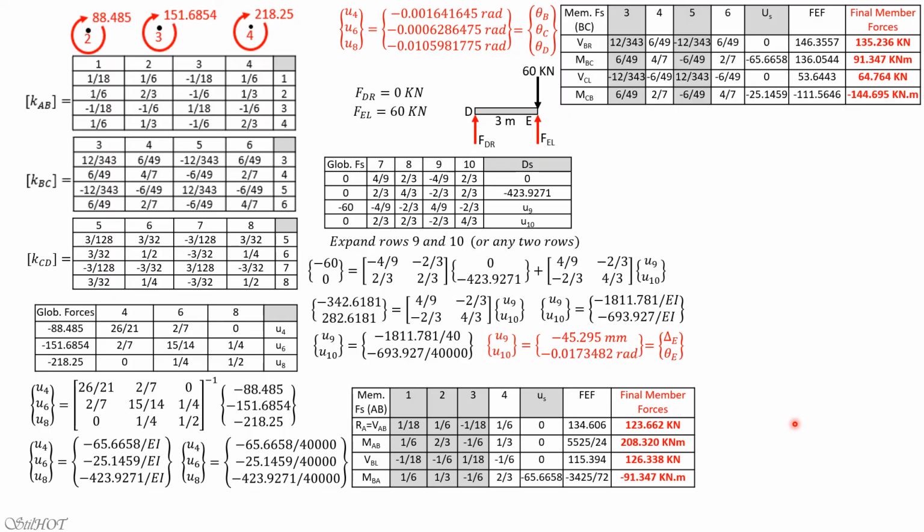For BC, this is the stiffness, displacements at 4 and 6. So we shade columns 3 and 5. So 6 over 49 times negative 65.6658 plus 6 over 49 times negative 25.1459 plus fixed end force. We'll get these forces and so on. So we already experienced this calculation. You just verify these answers.